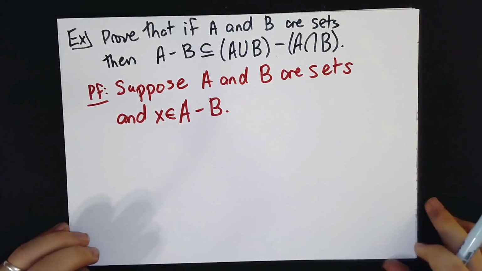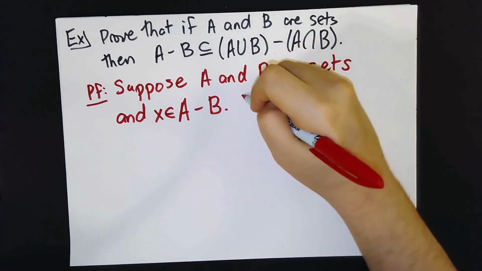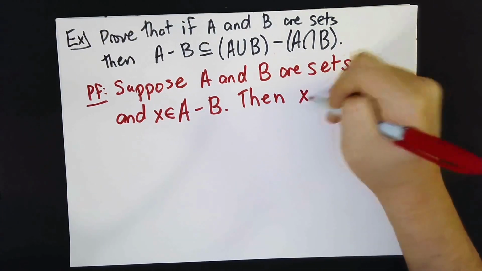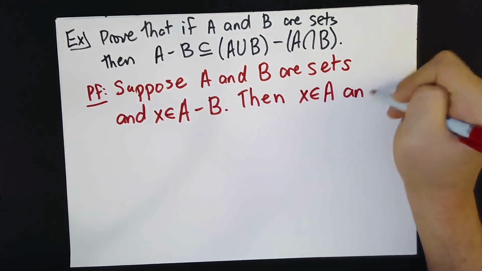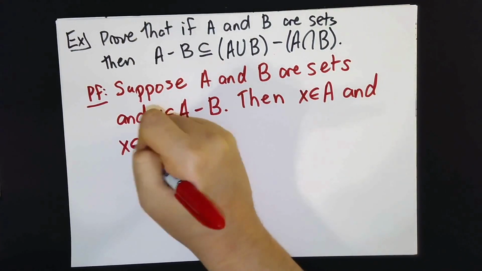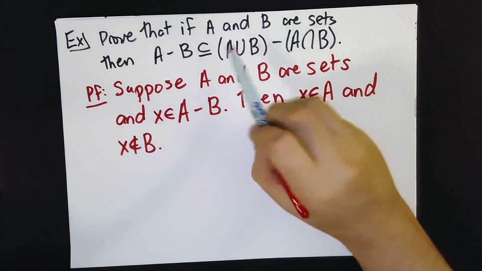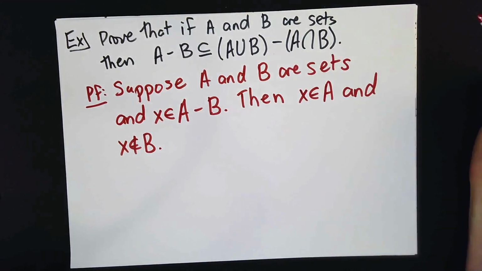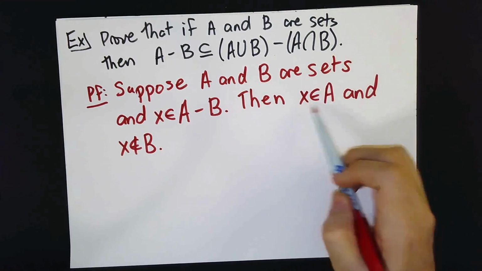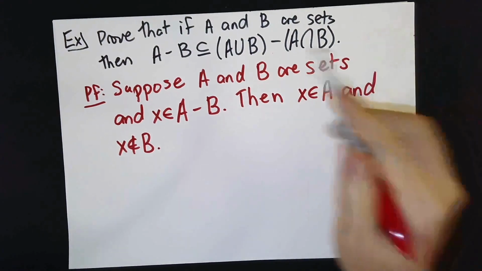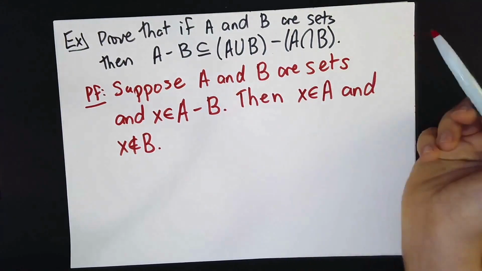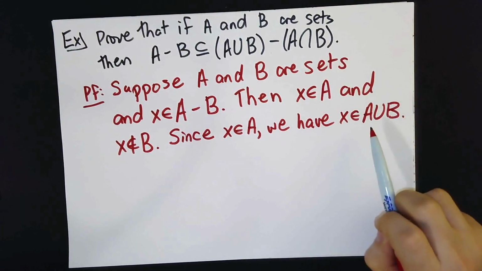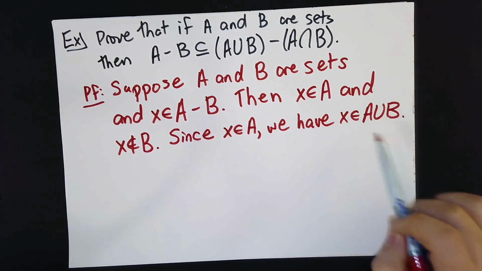So suppose A and B are sets, x is an element of A minus B. Then I need to write out the definition of x is in A minus B. So then x is in A, and x is not in B. Okay, and now I need to work towards this. Now, notably, x being in A tells me something about A union B. Namely, it tells me that x is in A union B. A union B is the set of things that are in A or B. It's in A. It's definitely in A or B.